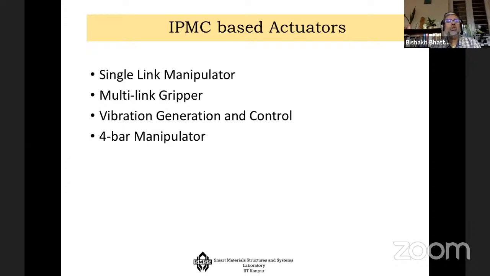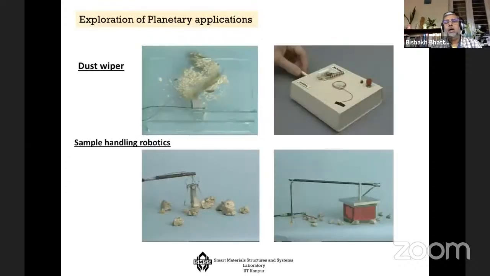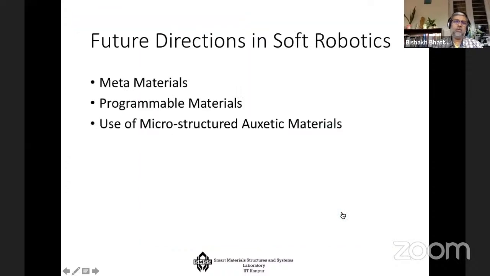This we have used in single-link manipulators, multi-link grippers, for vibration control, for a 4-bar manipulator, in many applications. Dust wipers, for example, and this is for space applications. The gripper I have already shown you. So there are quite a few applications.